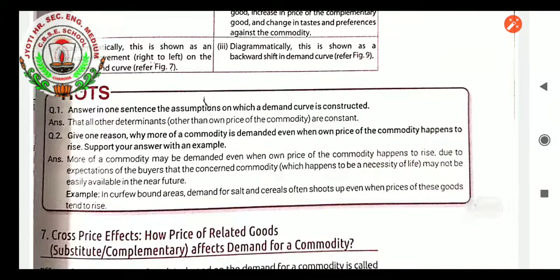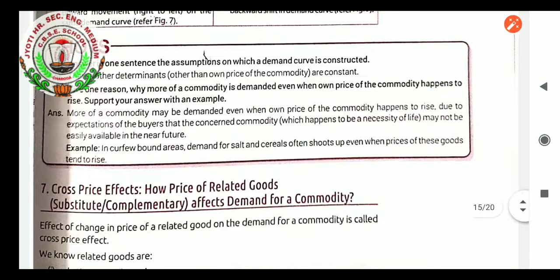Answer in one sentence: assumptions on which a demand curve is constructed. That all other determinants other than own price of the commodity are constant. That is the assumption. Give one reason why more of a commodity is demanded even when own price of the commodity happens to rise. Support your answer with an example.